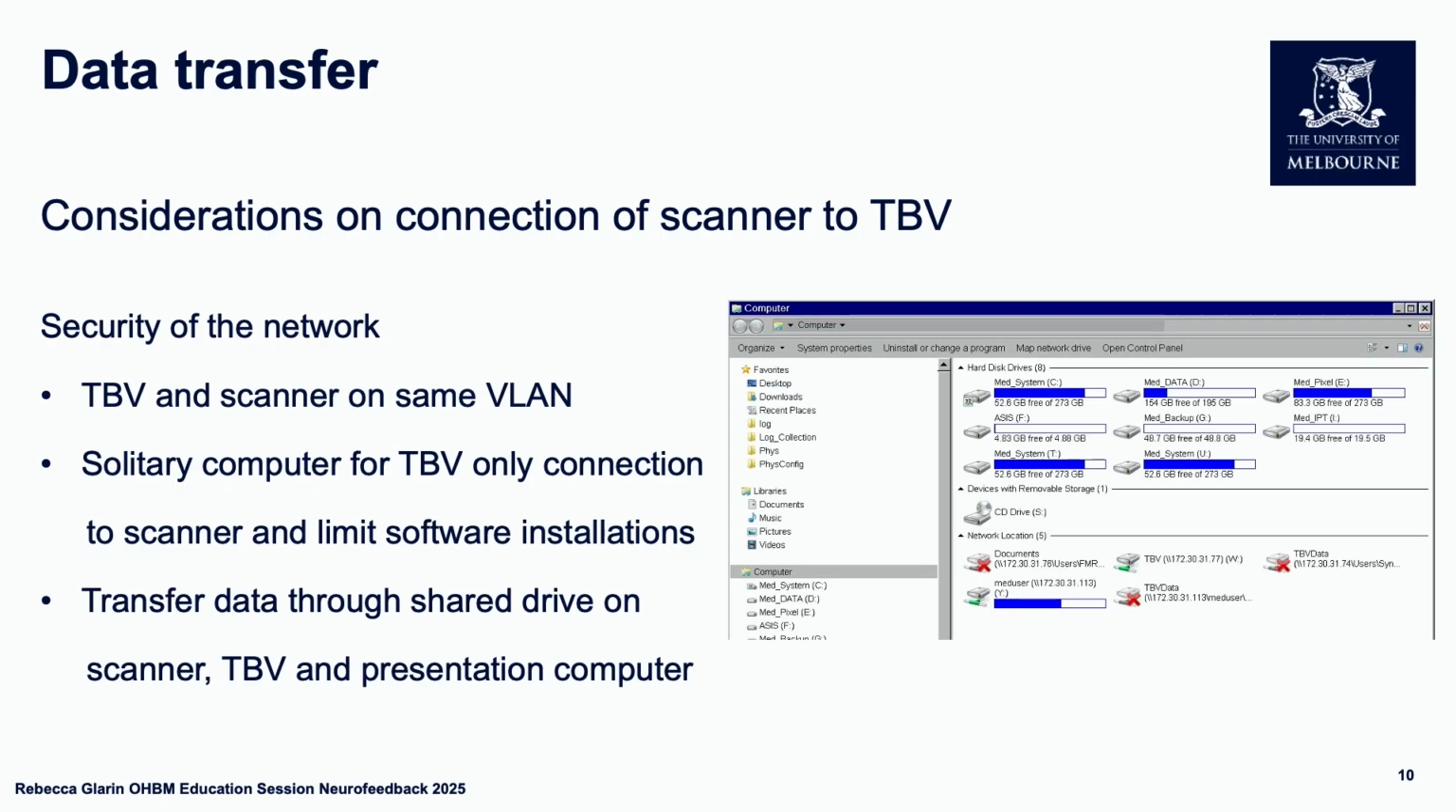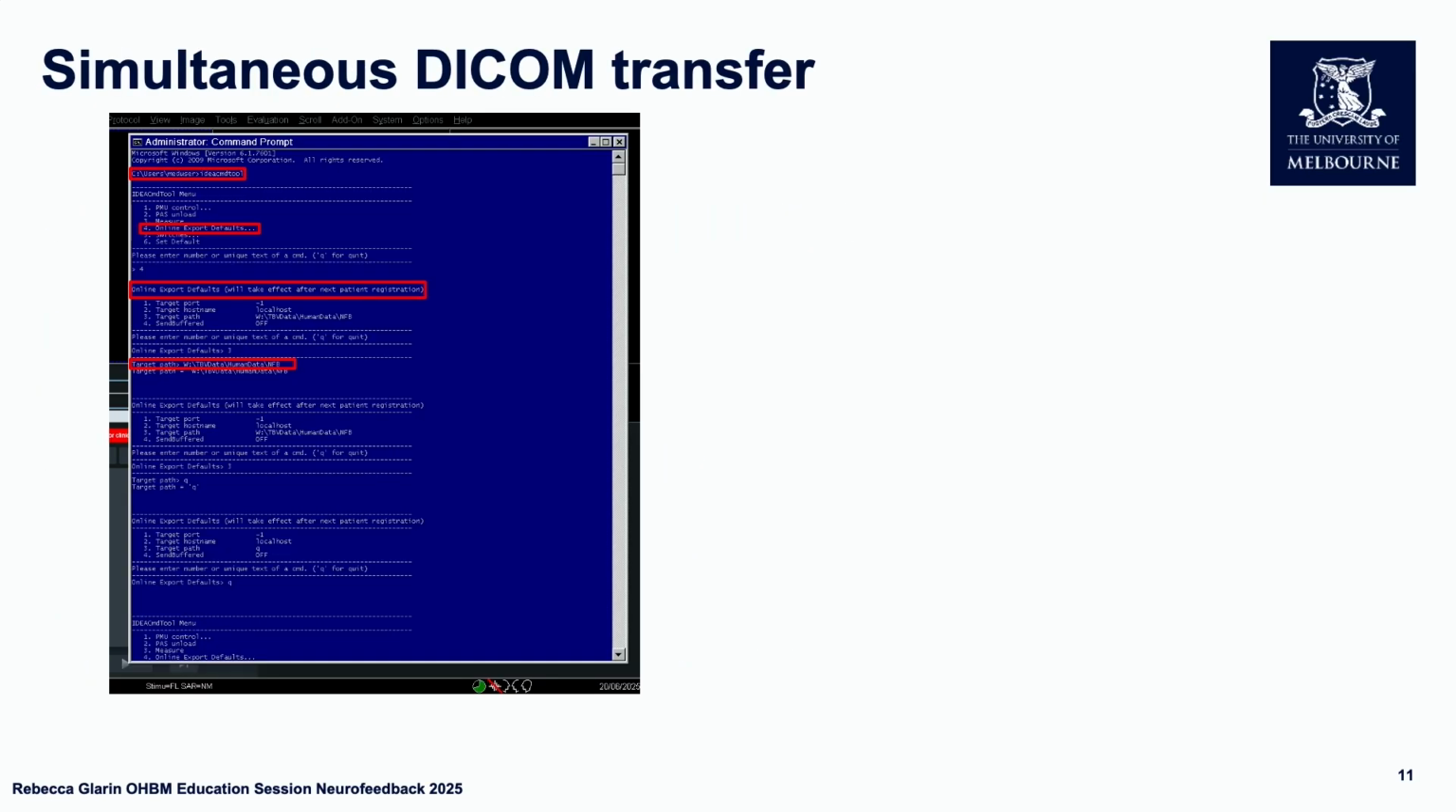And then at the start of every session, on our scanner console, we unlock our Turbo Brain Voyager share drive, and we unlock it on our Turbo Brain Voyager and on our functional computer. Once you've unlocked that and you've got your network and your connections working, we have to set up our DICOM transfer. This needs to be done every time we open the participant.